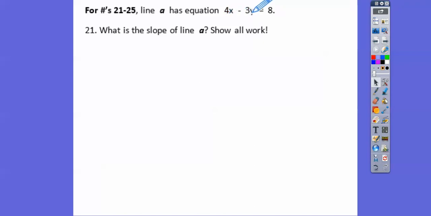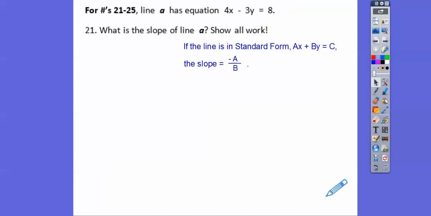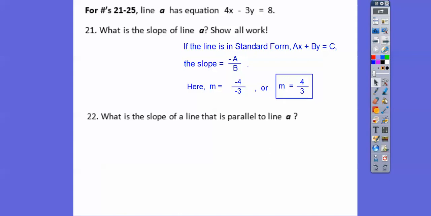If it's in the form ax plus by equals c, here a is 4, b is negative 3, and c is 8. If it's in that form, then the slope is always opposite a over b. We talked about this before. The slope is always opposite this number over this number. So negative 4 over negative 3 is positive 4/3. So that's the slope of line A. If you solve for y correctly, you would get 4/3. But there are about 4 or 5 different places you can drop negatives or forget how to divide with fractions.